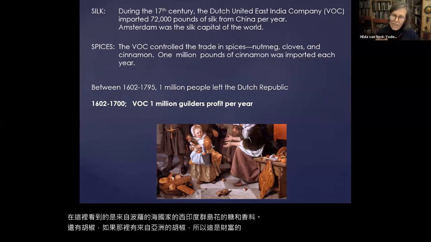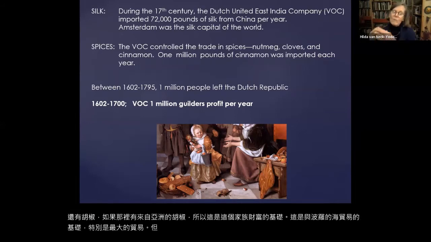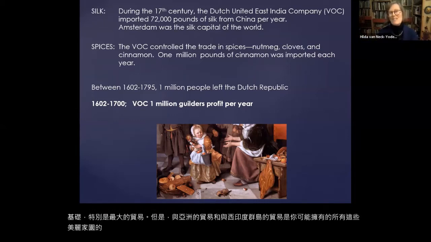This is the foundation that trade with the Baltic, especially, that was the biggest trade. But then the trade with Asia and the trade with the West Indies is the foundation of all those beautiful homes that you may have seen in Amsterdam along all those various canals. That is the foundation. Next slide, please.